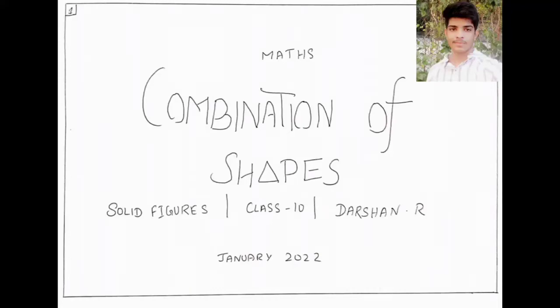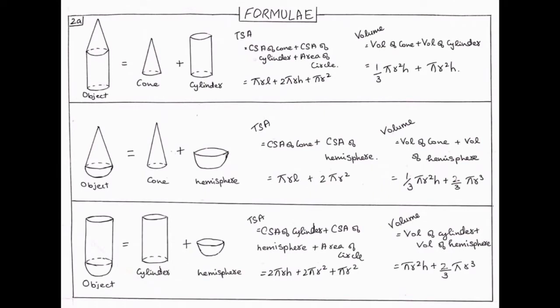The topic is combination of shapes. Combination of shapes is shapes combined to each other. Formula for combined shapes. The first one is a combination of a cone plus cylinder.